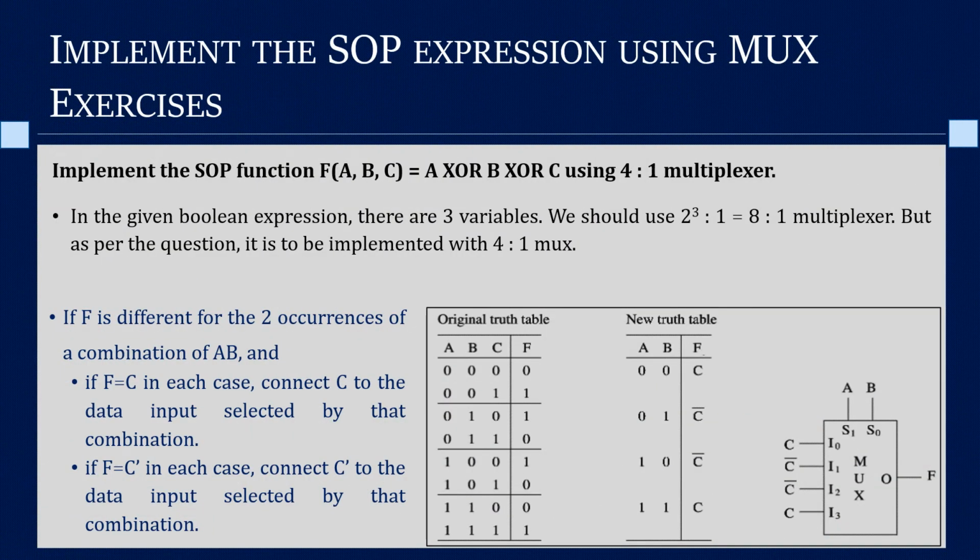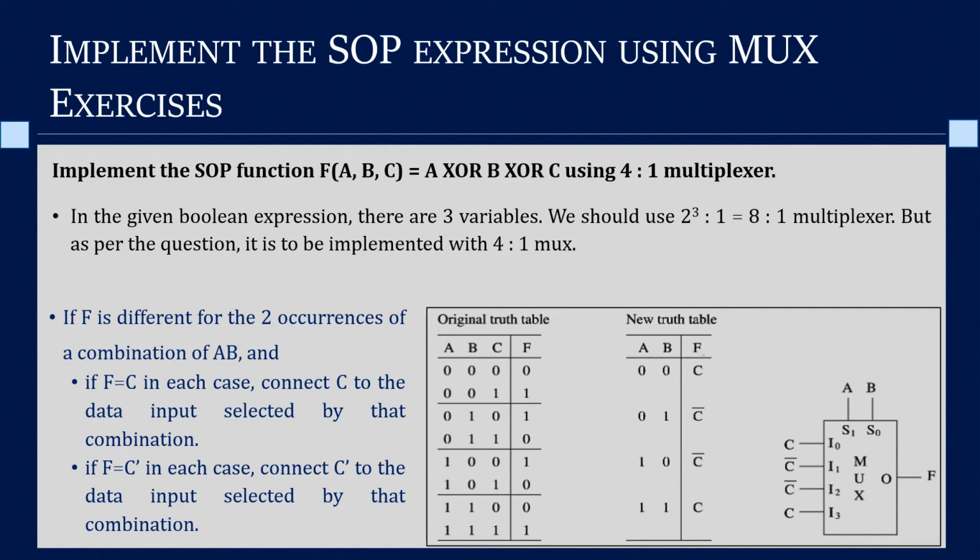We are going to implement the SOP function f of ABC is equal to A exclusive OR B exclusive OR C using a 4:1 multiplexer. So in the given Boolean expression, there are three variables. So we usually use a 2 raised to 3:1 multiplexer, that is 8:1 multiplexer. But as per the question, it is to be implemented with a 4:1 multiplexer. Let us look into that.